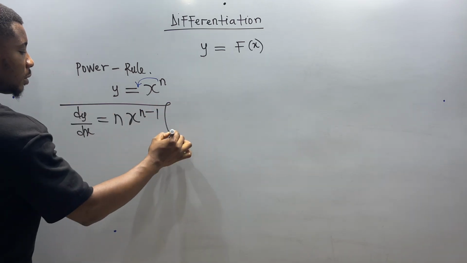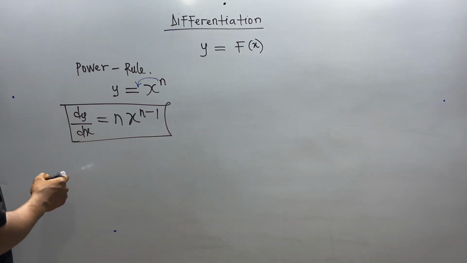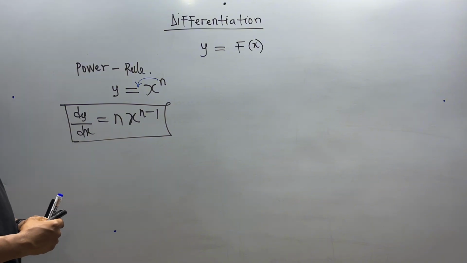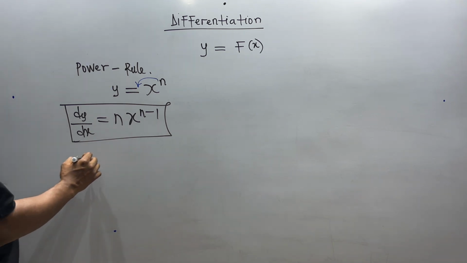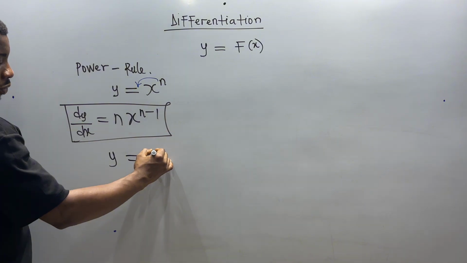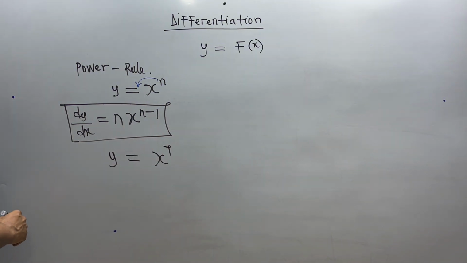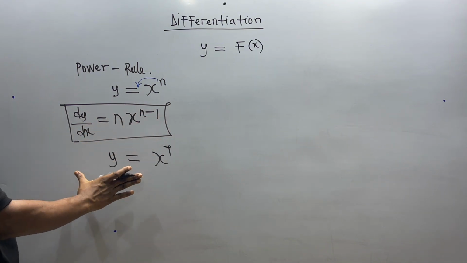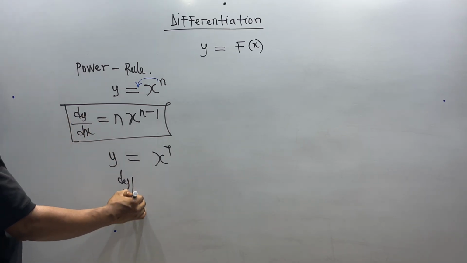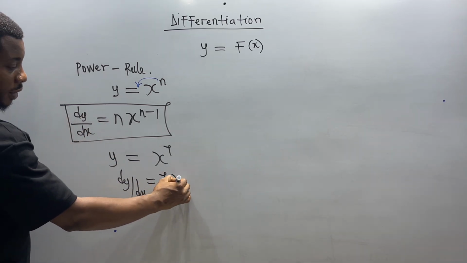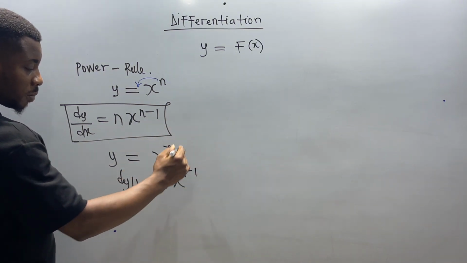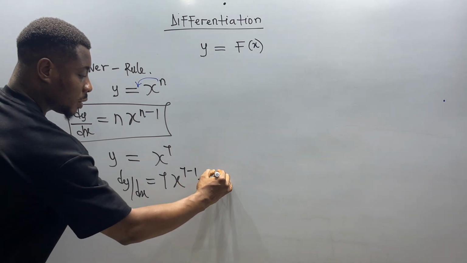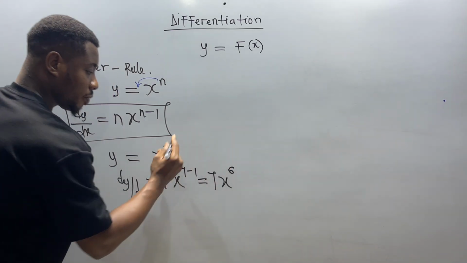This power rule can be applied for different powers: negative powers, positive powers, fractional powers. Even when the fractional power is negative, the power rule is still very useful. Let me give an instance. Say y is equal to x to the power of 7, and we're asked to find dy over dx. Let's apply the power rule. dy over dx is equal to 7x. See that 7 came down. Then remove 1 from the power. This equals 7x to the power of 6.